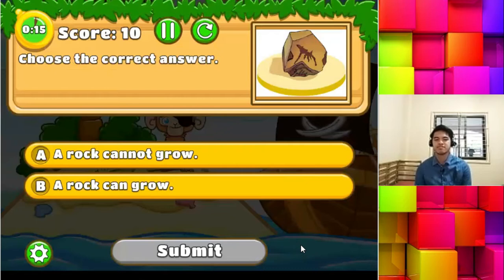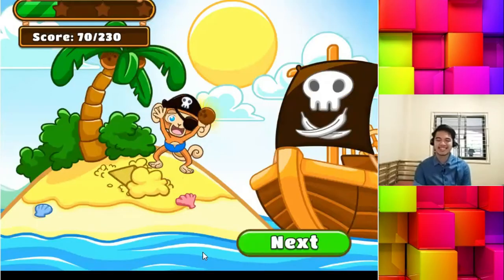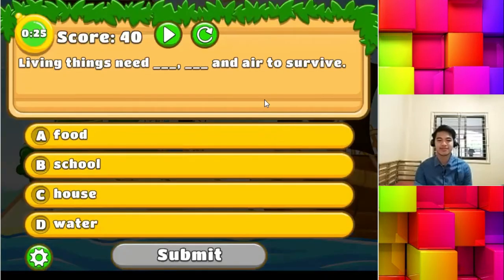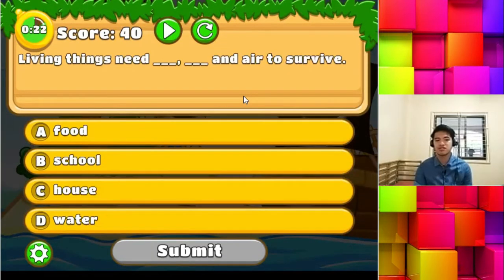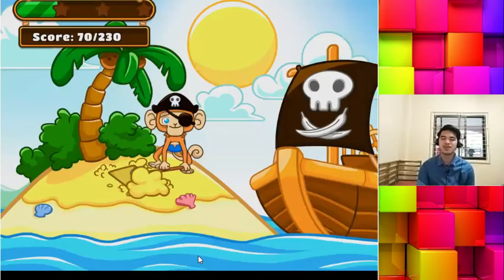Choose the correct answer. A rock cannot grow or a rock can grow. What do you think? Very good. A rock cannot grow. Next. Choose two correct answers. We are going to choose two answers. Living things need blank and blank and air to survive. Food, school, house, or water. Two things. What is this? I think the food and water. Correct. The answers are food and water.